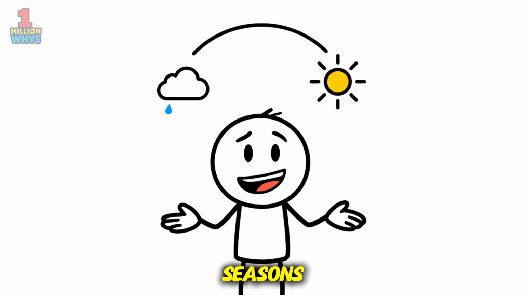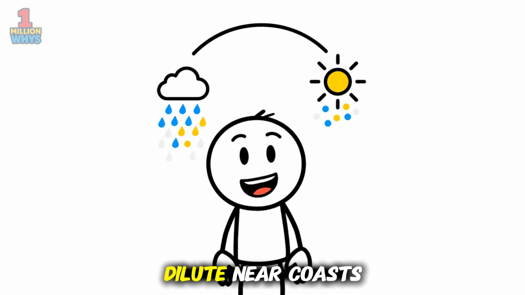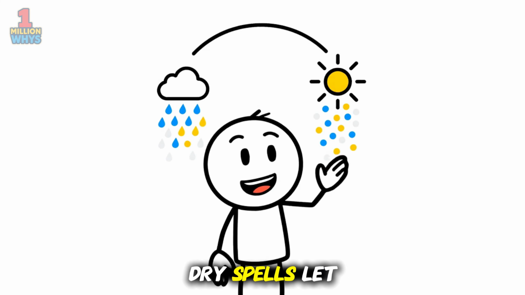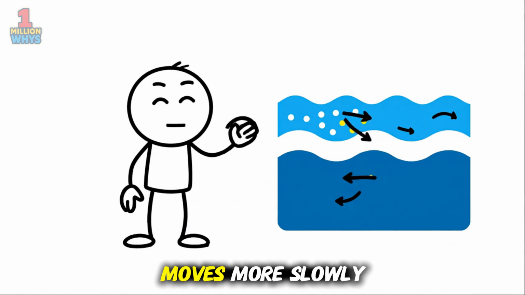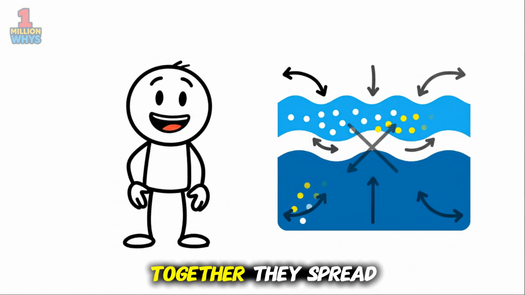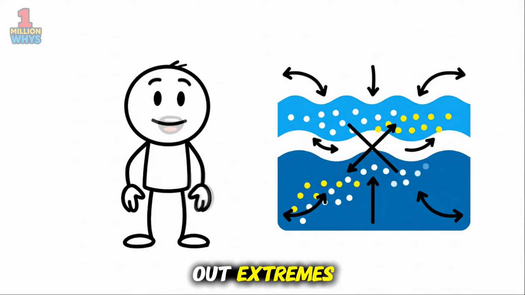Salinity shifts with seasons. Rain and meltwater dilute near coasts. Dry spells let salt concentrate. Winds mix the surface, while deep water moves more slowly. Together, they spread salts and smooth out extremes.